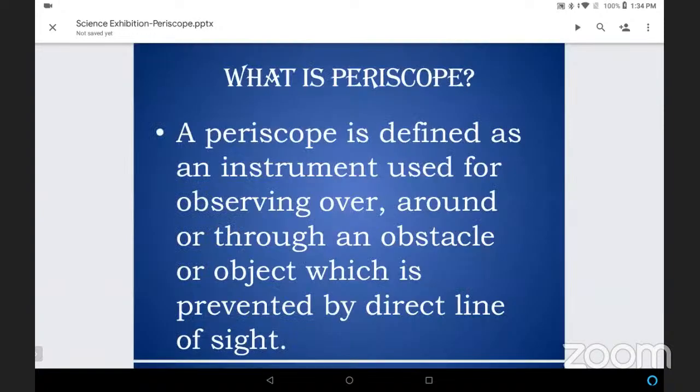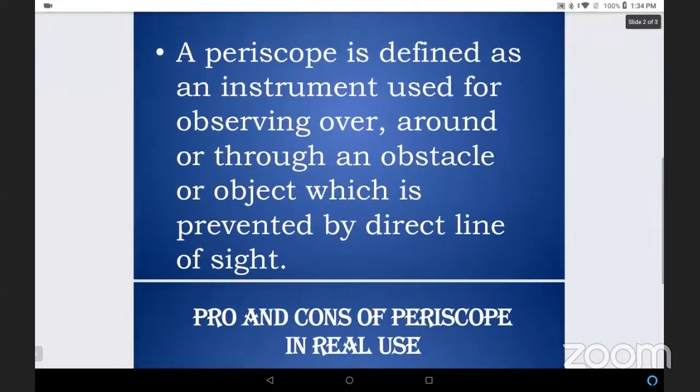Now, what exactly is a periscope? A periscope is defined as an instrument used for observing over, around, or through an obstacle or object which prevents a direct line of sight.